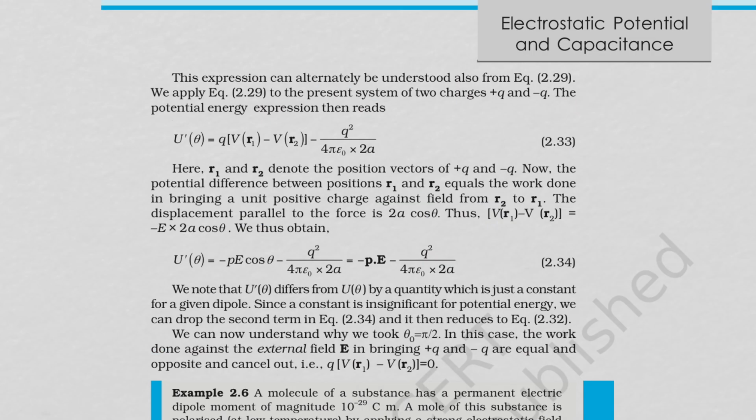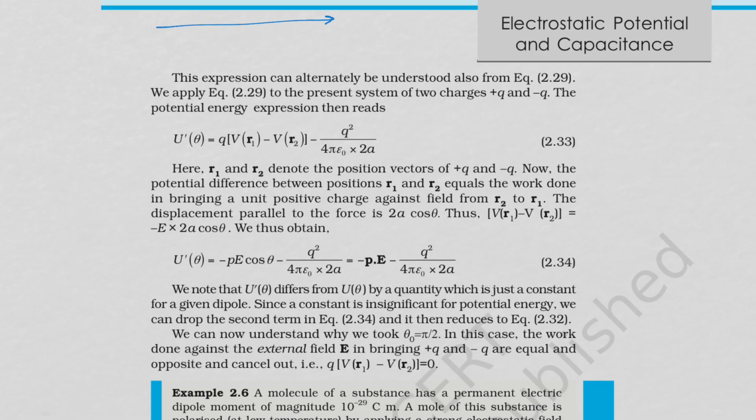We have used the torque method, tau is equal to P cross E, and this is how we arrived at the potential energy as minus P dot E. But there are two charges, and we can solve it in another way also. We can derive the potential energy thinking of it as a system of charges that we have already discussed. So what is the potential energy of a system of two charges in an external field?